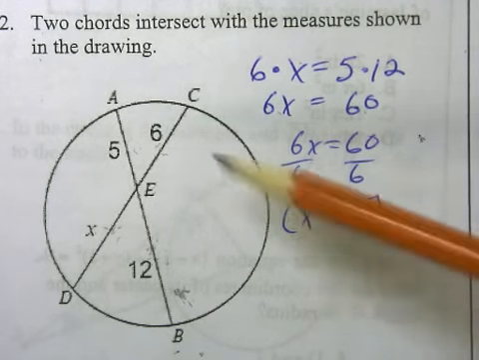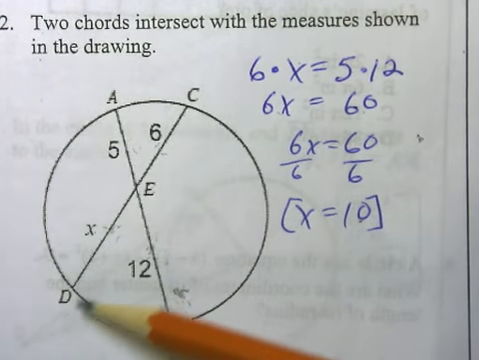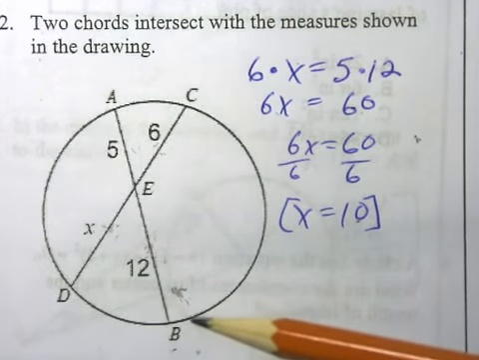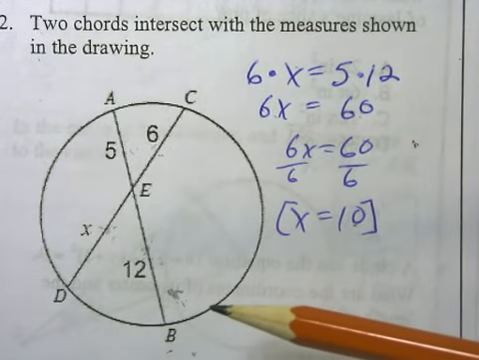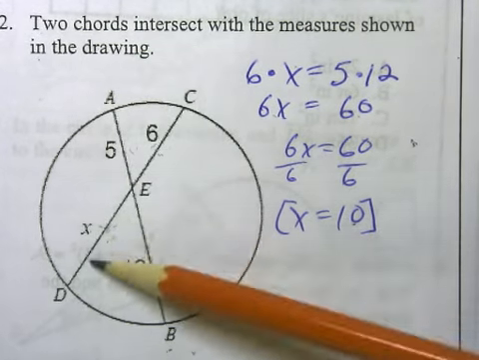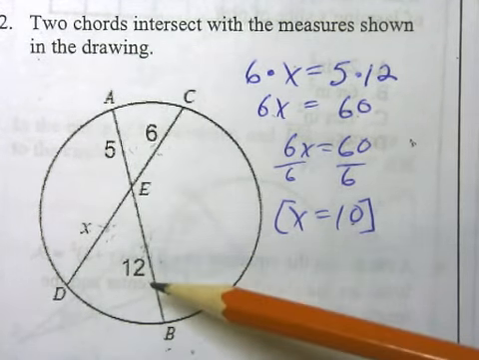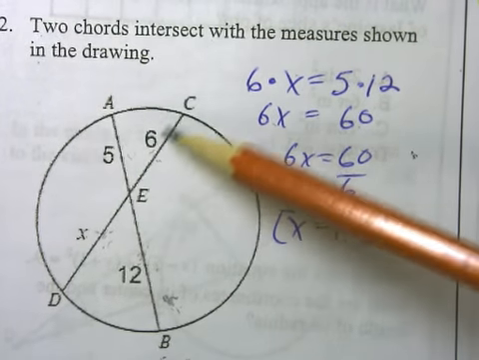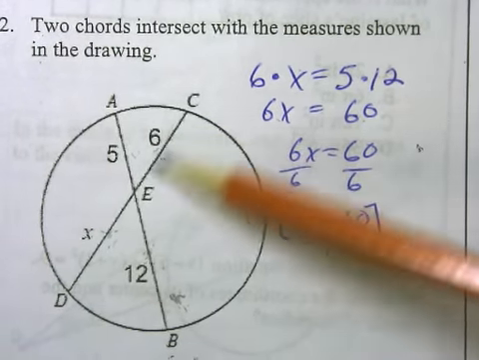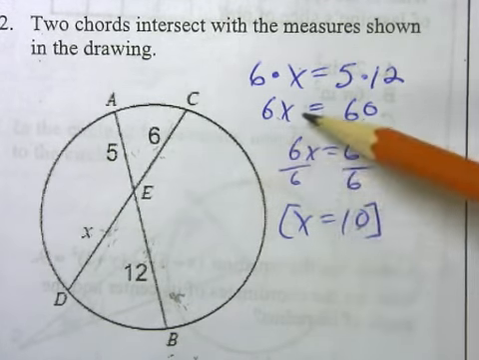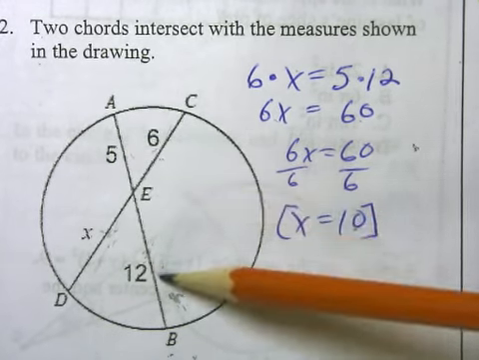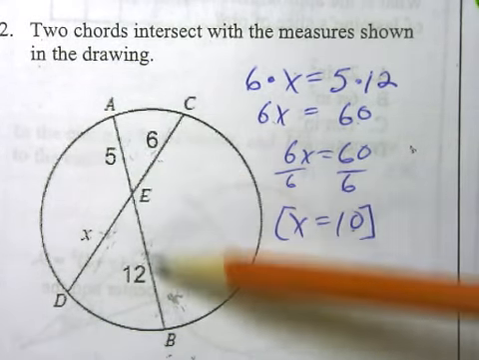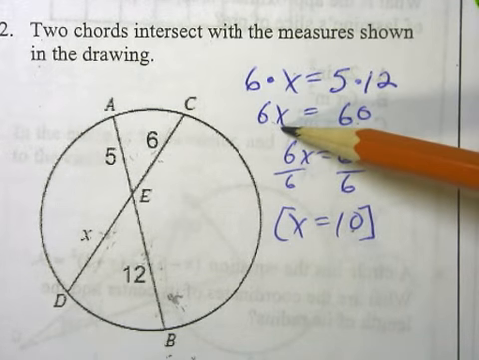Number 2, we have two chords that intersect inside the circle. They want to know what is the measure of X right here. Remember that we said that the product of the two parts of any chord are equal to the product of the parts of another chord when they intersect inside the circle, meaning that this chord right here, if I say 6 times X, is going to be equal to the product of the parts of this chord here, which is 5 times 12.